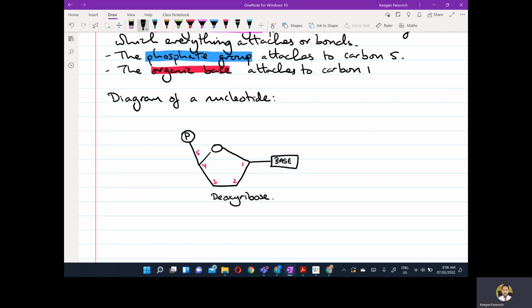Okay, and this is the structure of a nucleotide. Now, nucleotides are your building blocks, right? So we made our nucleotide using the deoxyribose, using the base, and using phosphate. The three of them together is what makes a nucleotide, and then the nucleotides form your DNA strands, right?